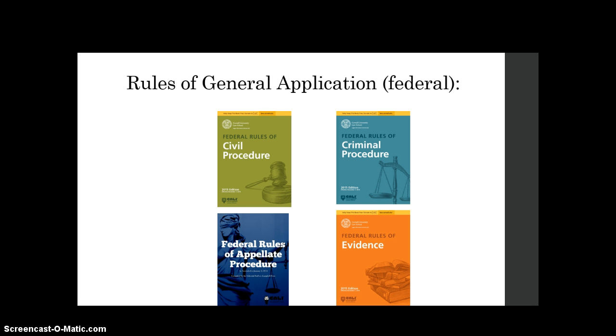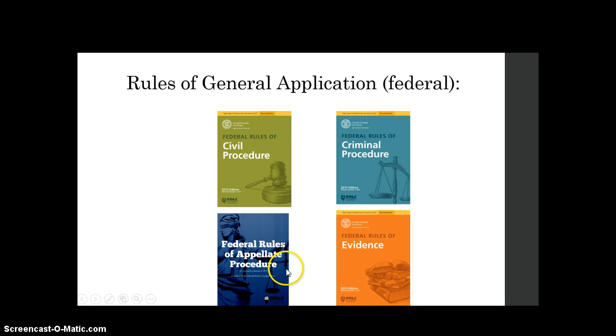In the federal system and in the state systems as well, there are rules of general application. So rules of general application in the federal system apply to courts all across the country. There's the Federal Rules of Civil Procedure, which applies in civil cases in your district courts, in your trial courts. There's the Federal Rules of Criminal Procedure, which applies in criminal cases in the district courts.